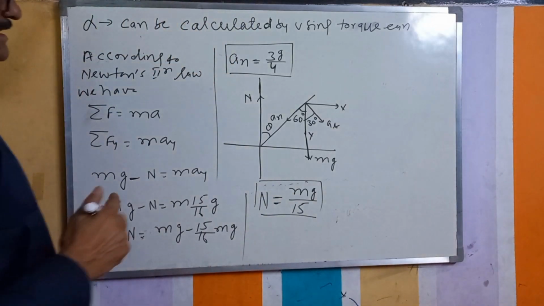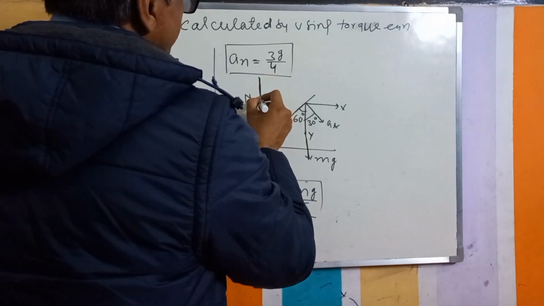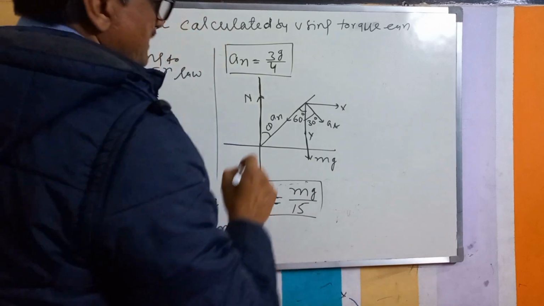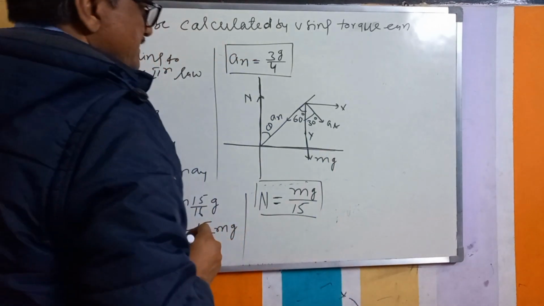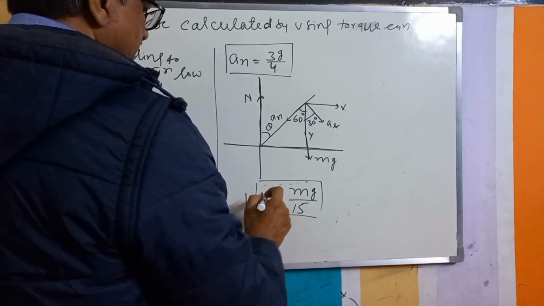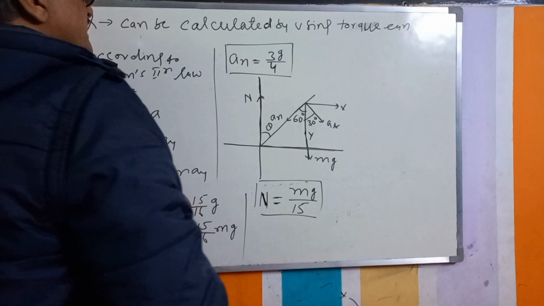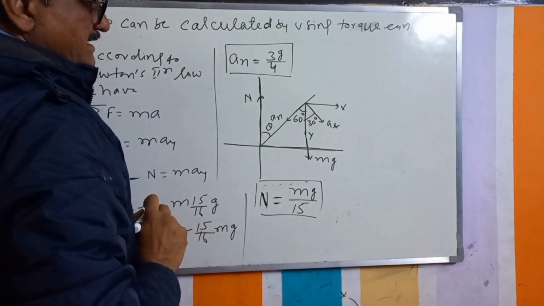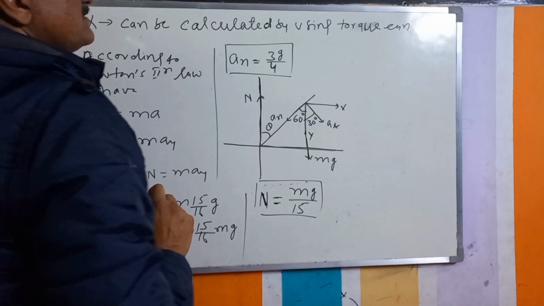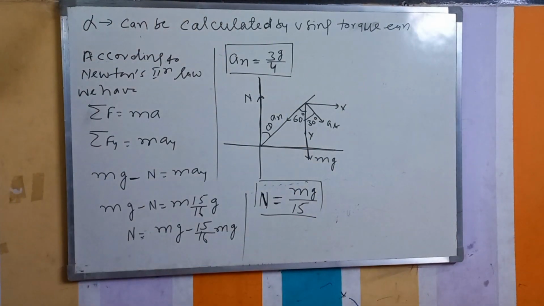So what we have learned till now: first of all, there are various methods to calculate it, and I tried it; this is the shortest method to calculate it. In this chapter, they can ask you anything. They can ask you A_n, A_T, or the normal reaction. And the last thing is the trajectory of the path followed by the center of mass.